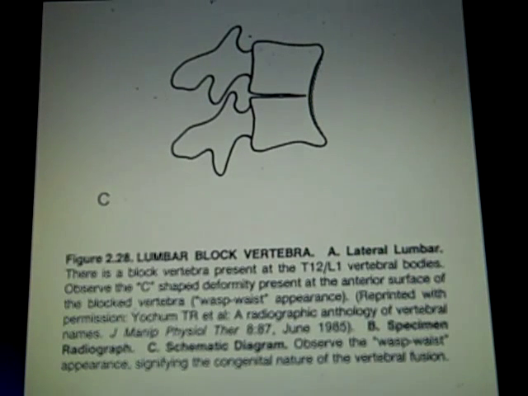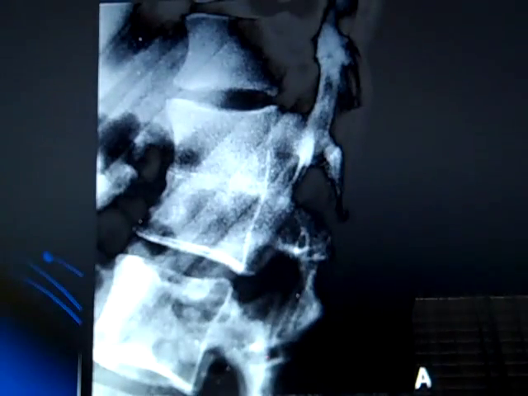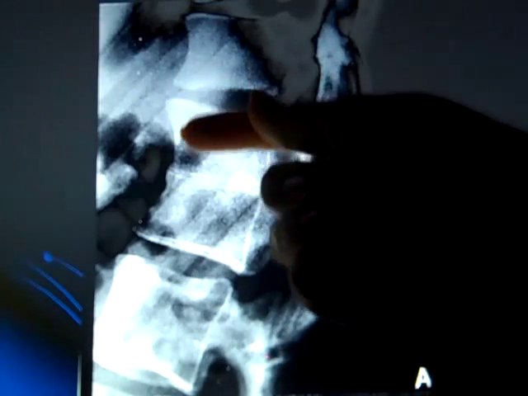You can also have congenital blocks in other sections of the spine besides the cervical spine. And so this one shows a block between T12 and L1. It is still concave on the anterior surface.